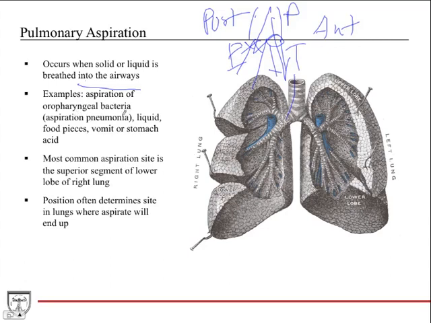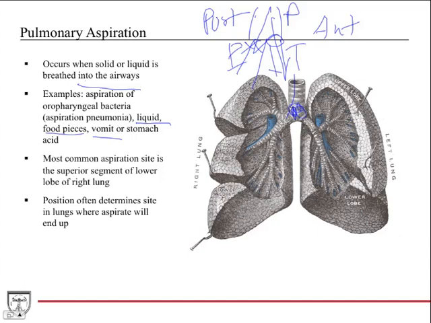Examples, again, aspiration of oropharyngeal bacteria, aspiration pneumonia. You can aspirate liquid, food pieces, vomit. This is how people can die from vomiting: they're vomiting nonstop, they can't control it, and then they end up aspirating pieces of their vomit, and it goes into their lungs and affects their breathing. If you get a large enough piece of vomit lodged in here, it blocks out breathing, suffocates the person, and they die.